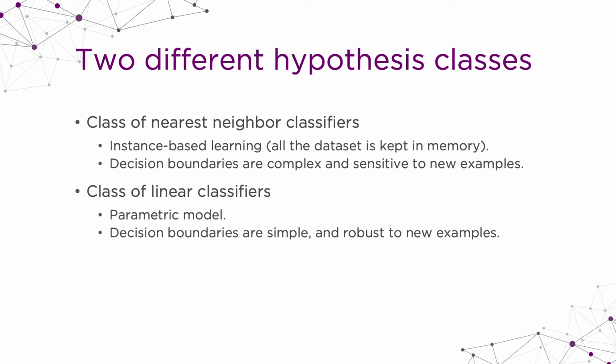Deep learning models are parametric, but they have a lot of capacity. They have a lot of complexity, and they can almost overfit any data set that you provide to this kind of model. And the decision boundaries are very complex because they have a lot of parameters.